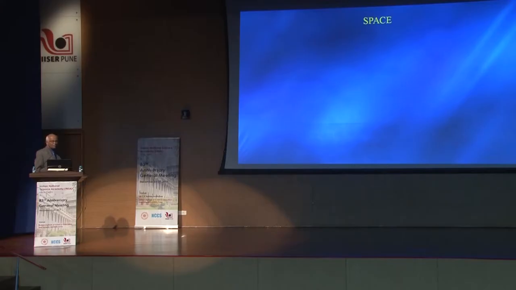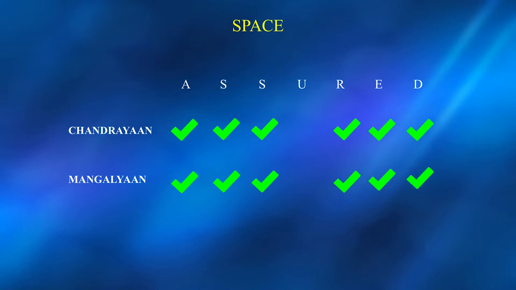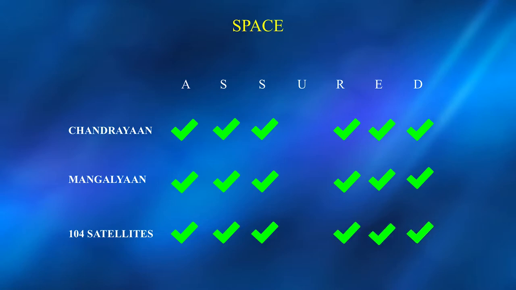Let's see, for example, space has done it again and again, assured. Just look at Chandrayaan. All these. Look at Mangalyaan. All these. That's why our space program is considered so successful. 104 satellites. Once again, all these. And therefore, assured is guaranteed. Let's move on to the next one, the best practice to next practice.